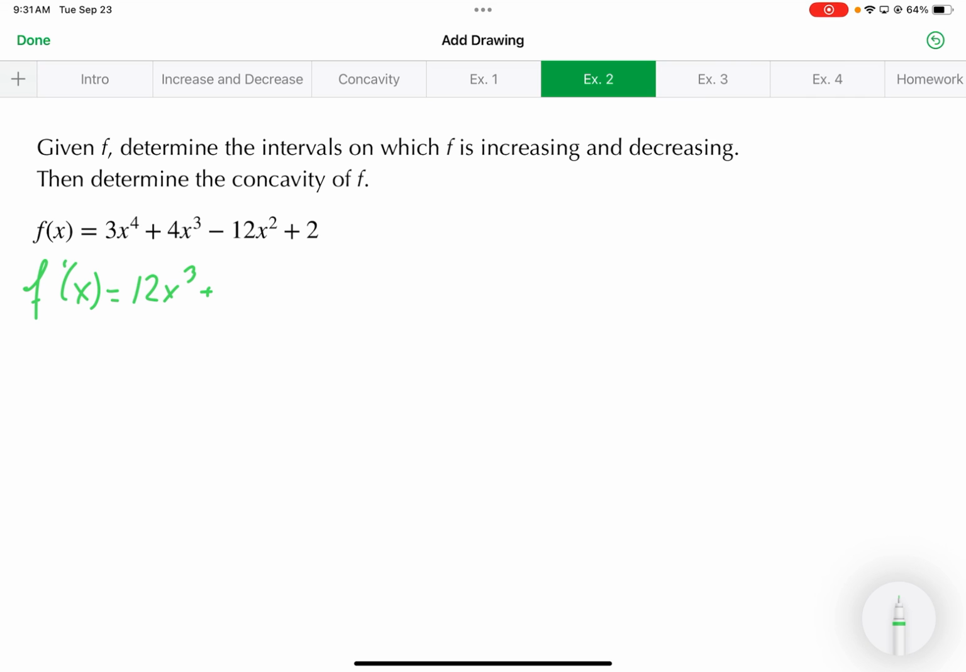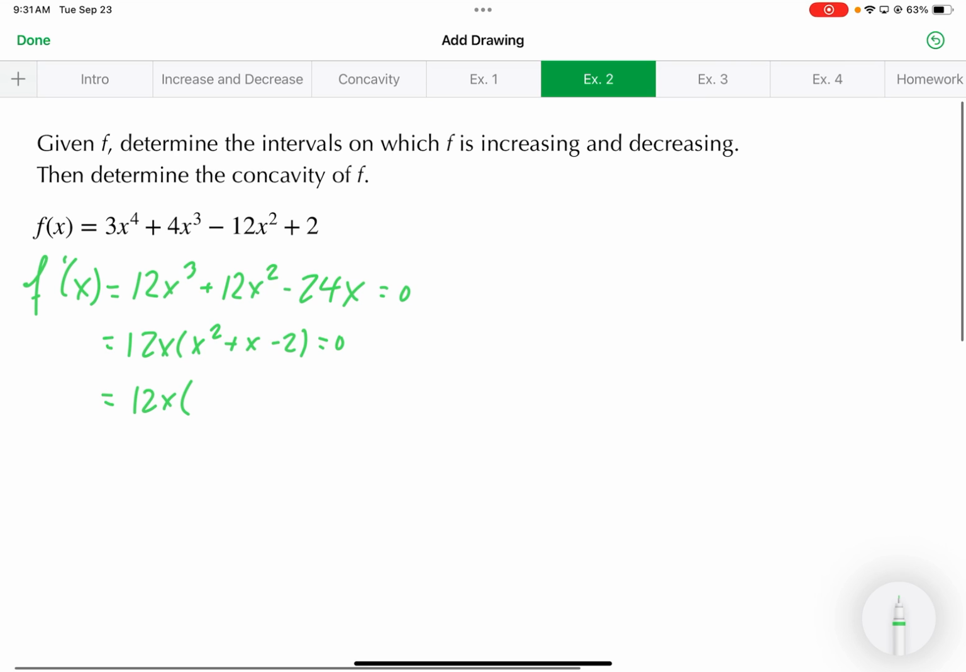12x cubed plus 12x squared minus 24x. Okay. I do want to set that equal to 0, but what can I do with it? Yeah, let's factor 12x out. So then we have x squared plus x minus 2. But we can factor the inside of that, right? It would be x plus 2, x minus 1. Oh, thank goodness it factored.